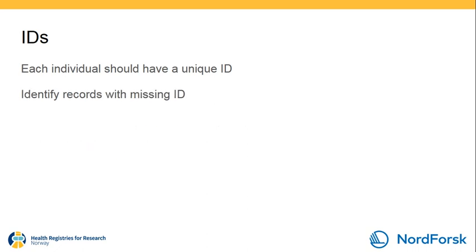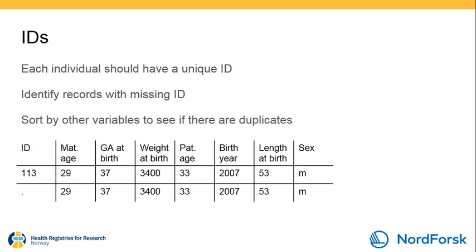Now, a lot of records have missing IDs. This is very common, especially if you're dealing with data sets with millions of individuals. Then thousands of them could have just missing ID. Okay, so how should that be handled? One way is to sort by other variables than the ID to see if there are duplicates.